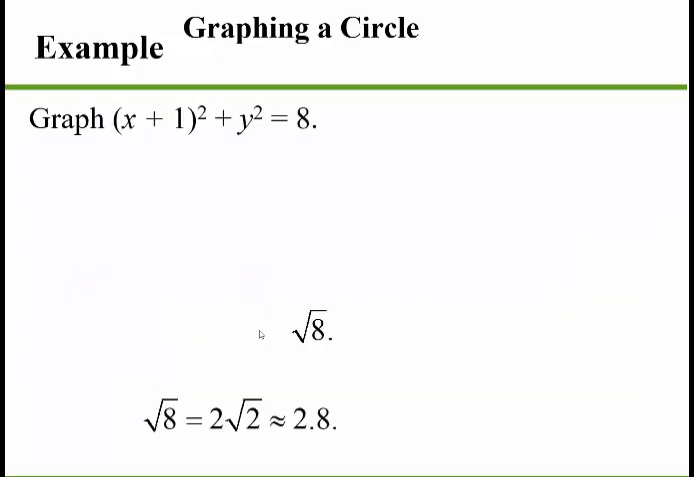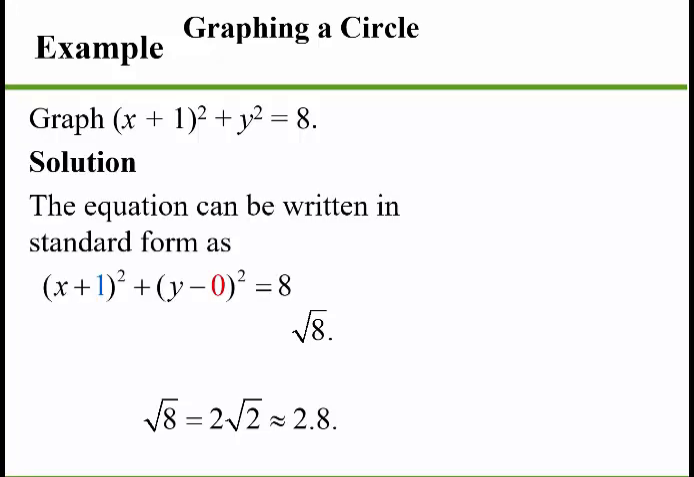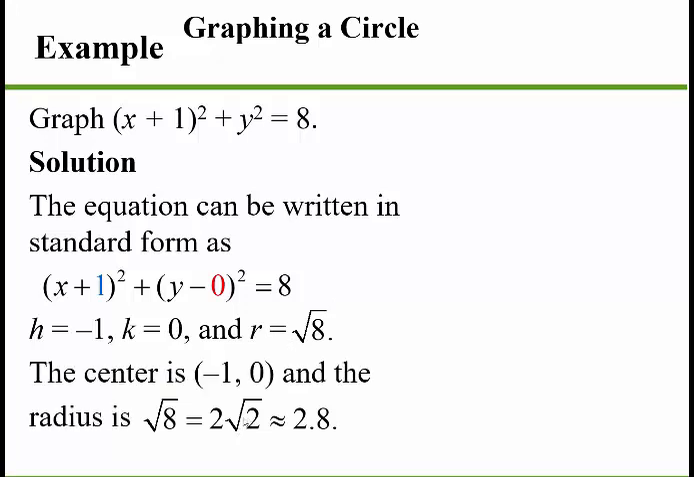All right, let's try this one. Let's graph x plus 1 squared plus y squared equals 8. This equation can be written in this form again. When you see the y squared by itself, it's just y minus 0 squared. Remember, when there's a plus sign here, h is going to be the opposite of it, or -1. k is equal to 0, and the radius is just the square root of 8, which is roughly 2.8. So the center is (-1, 0), and the radius is the square root of 8.